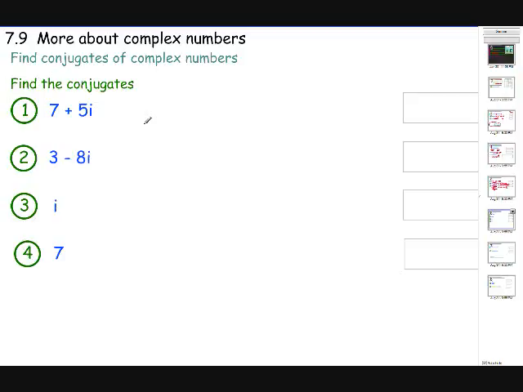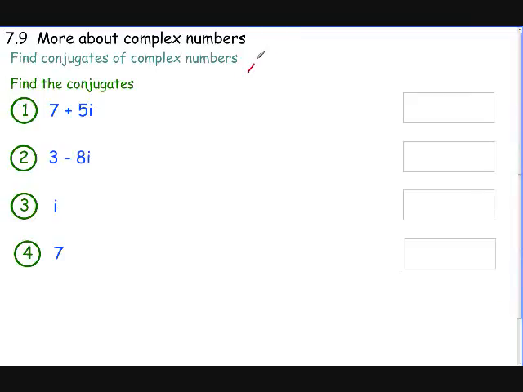Find the conjugates. Ooh, find the conjugates. Okay. Now, there's one thing that's kind of tricky about this. We have to remember what the form is supposed to be. When we write a complex number, we need to make sure the real is in the first position and the imaginary portion is in the second position. This becomes extremely important when we're dealing with finding conjugates.